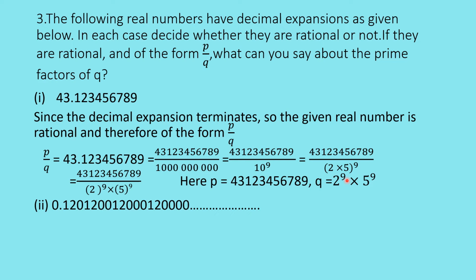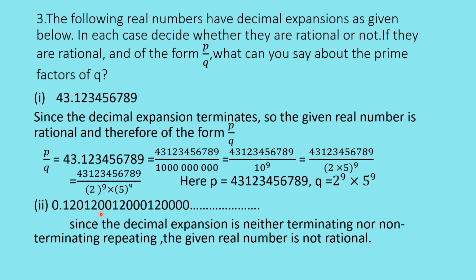Now question number 2. It is given a decimal expansion, that is 0.12012001200 etc. Since the decimal expansion is neither terminating nor non-terminating repeating, the given real number is not a rational number.